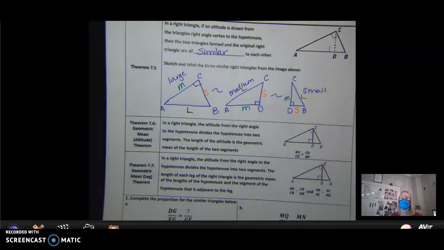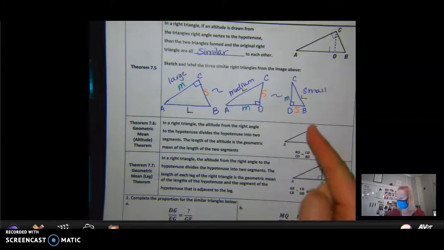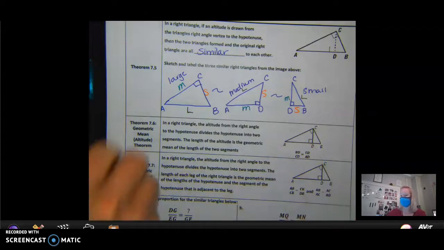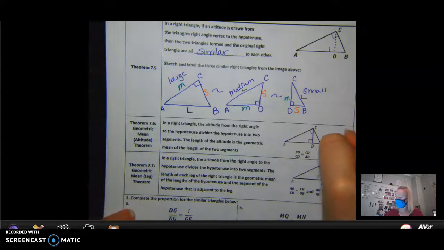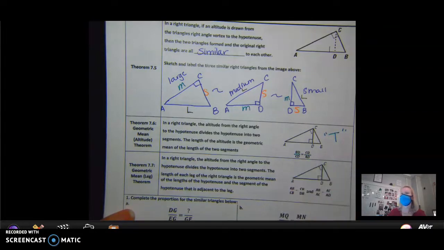In a right triangle, the altitude from the right angle to the hypotenuse divides the hypotenuse into 2 segments. The length of the altitude is the geometric mean of the 2 segments. So what they're saying is, let's say I have this triangle right here. I have this hypotenuse. This is where I make my T's. Okay, I'm going to make a T.